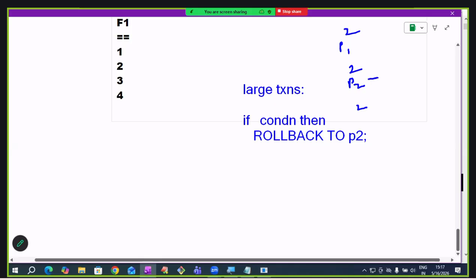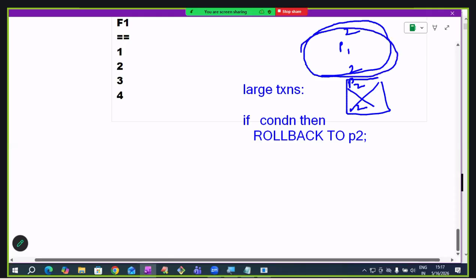If I write rollback to P2, up to the P2 point it is cancelling. That means this much time is saved here. These actions I have no need to perform again. If any mistake happens, we can cancel part of the transaction like this. So this is the benefit we are getting. If so and so condition is true, then cancel up to this action. So these actions are not cancelled. Only the actions after P2 are cancelled.